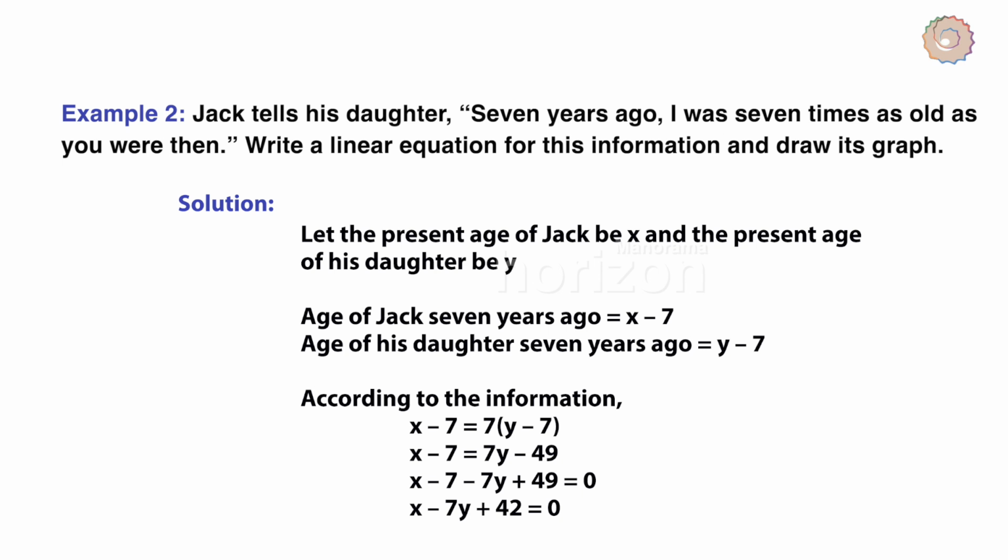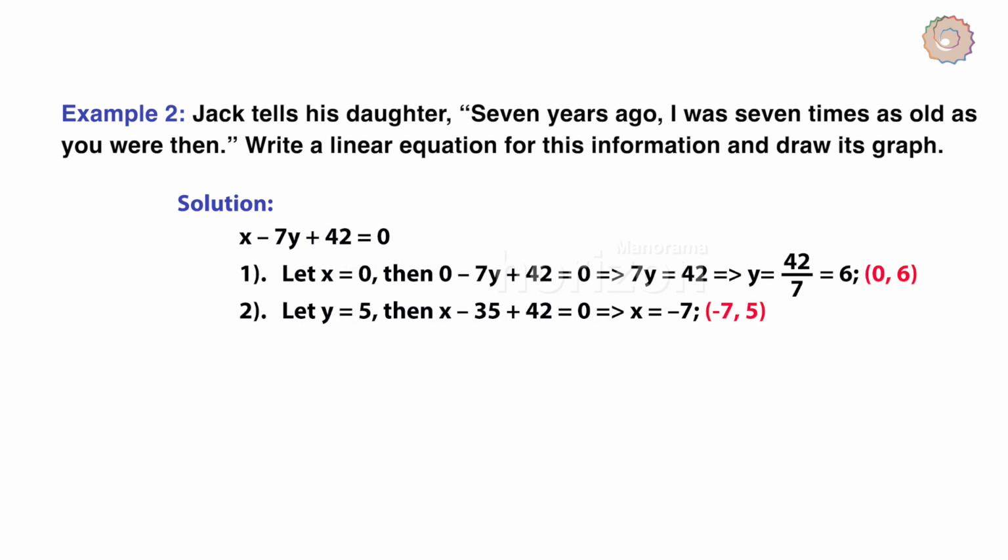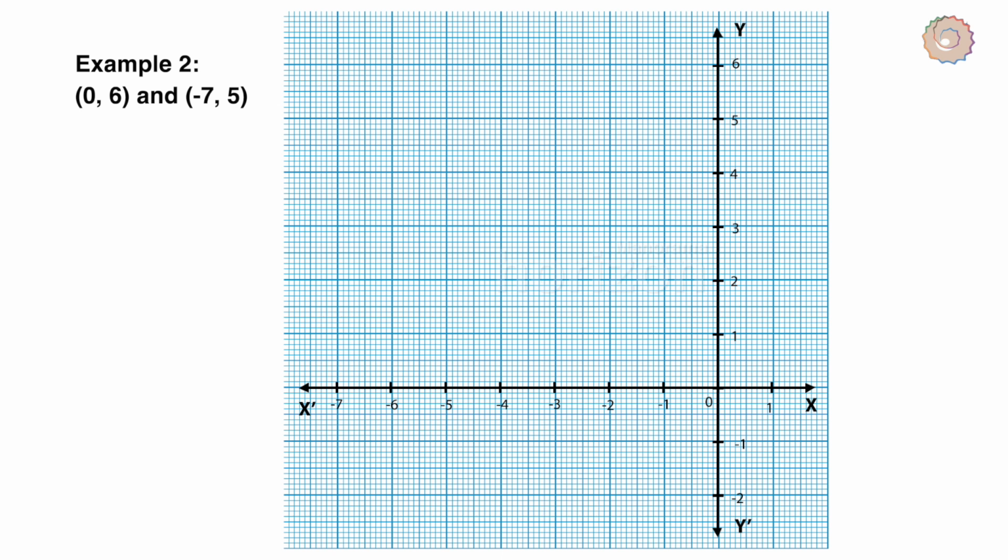Arranging them in the standard form, we get x - 7y + 42 = 0. Let's find two solutions of the equation. We get (0, 6) and (-7, 5). Now let's draw this on the graph. Make sure to include these coordinates in it, even if we need to omit a few other coordinates which are not in the solution. Now plot the 2 points and mark them as A and B and join them to get a straight line, which is the graphical representation of the equation x - 7y + 42 = 0.